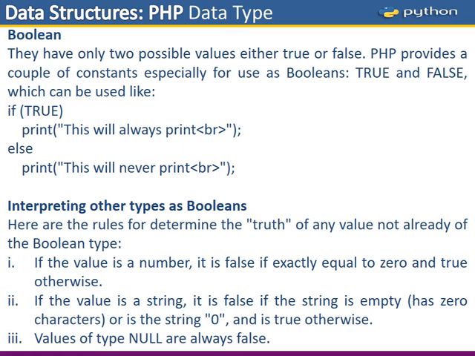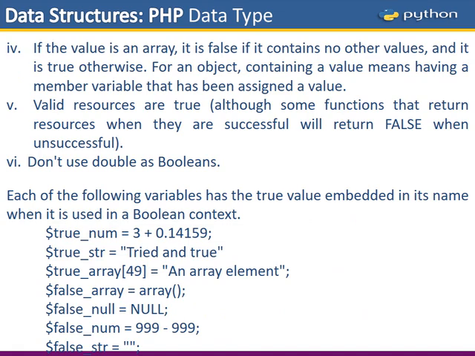Another type of boolean: values of type null are always false. Another one is if the value is an array, it is false if it contains no other value, and it is true otherwise. For an object, containing a value means having a member variable that has been assigned a value. Values of resources are true, although some functions that return resources when they are successful will return false when unsuccessful. So don't use double as boolean.